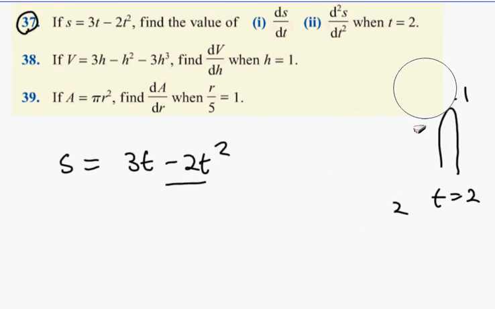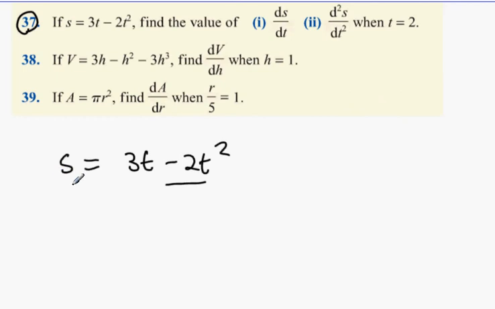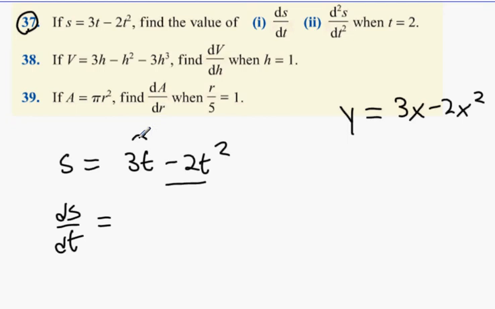Now, what they might ask you is this, okay? s is a formula in terms of t, in the same way we had y in terms of x. Now the first question it's going to ask us is differentiate s with respect to t. You treat the t's like you did x's. So what's the answer for the first one? Differentiate 3t? 3. And this one here? Minus 4t.